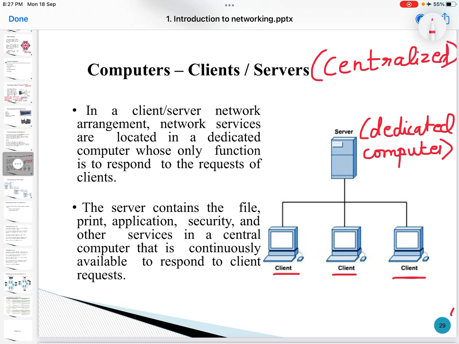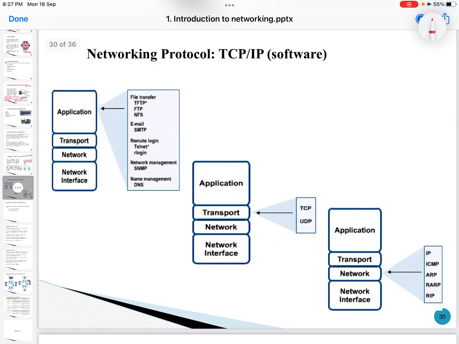And in this, the server contains all the necessary things. That is, it contains files, prints, applications, security and other devices in a central computer that is continuously available to respond to the client request. The server will contain everything which will be needed to respond to the client's request.